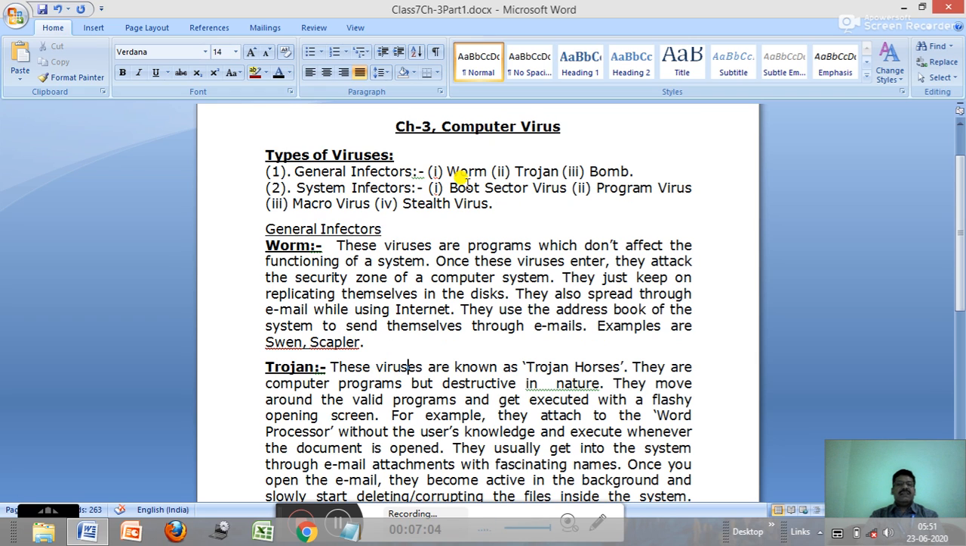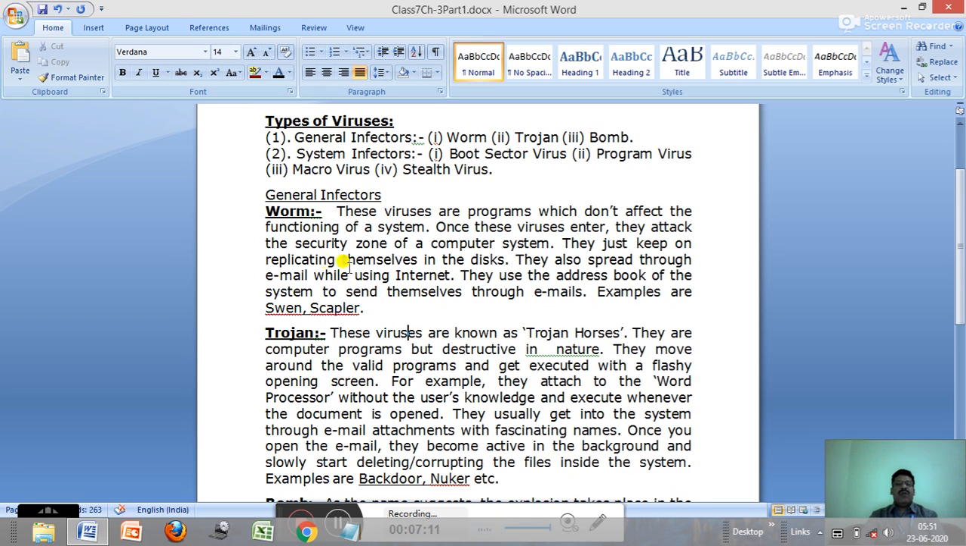There are three general infectors: worm virus, Trojan virus and bomb virus. Once again, let us recapitulate. Worm viruses are programs which don't affect the functioning of a system. Once these viruses enter our computer, they attack the security zone. They keep on replicating, meaning increasing in number in the disk, and spread through email when you use the internet. They use our email address books to send the mail with the virus to others. Examples are Swan and Scalper.